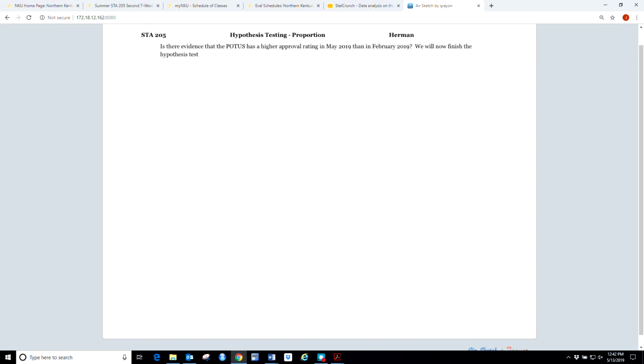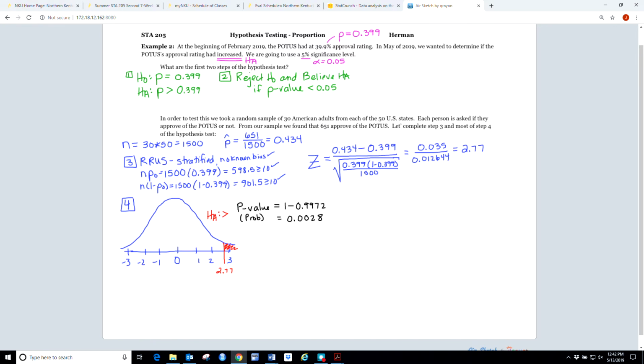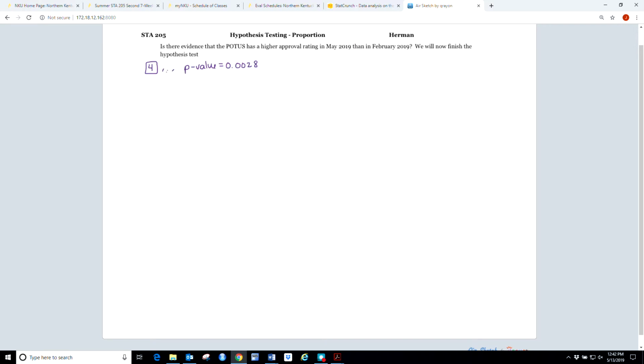So what we found at the end of the last video was this p-value. In step 4, we did all that work, and we got a p-value equal to 0.0028. So all of that math is right here that we did. So now to finish up step 4, we need to go back up to step 2. We have a p-value. Is it less than 0.05? Why, yes, it is. It is less than 0.05.